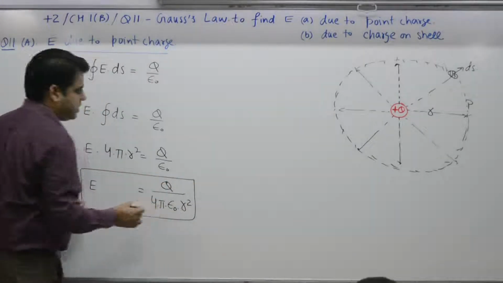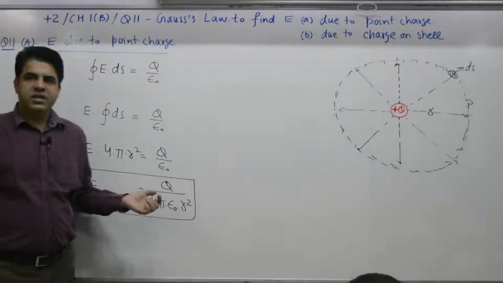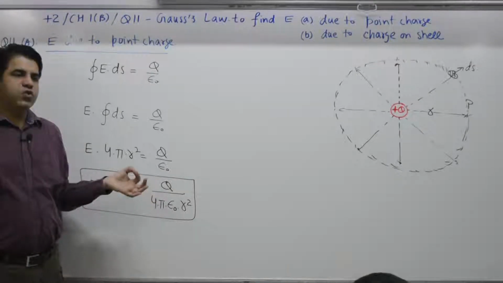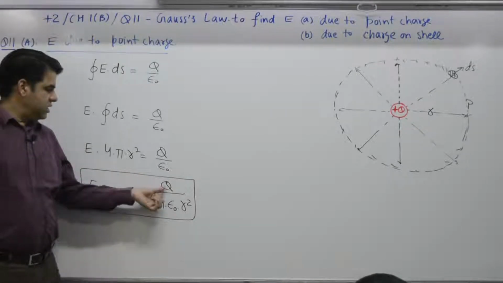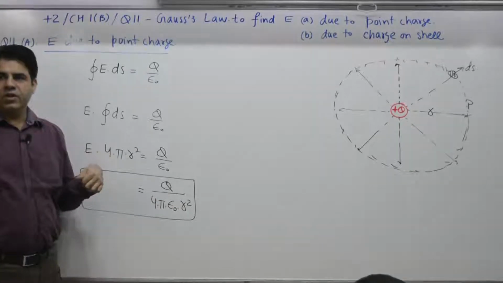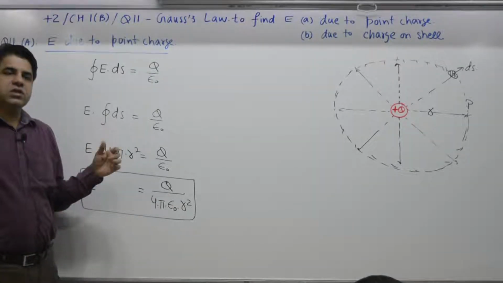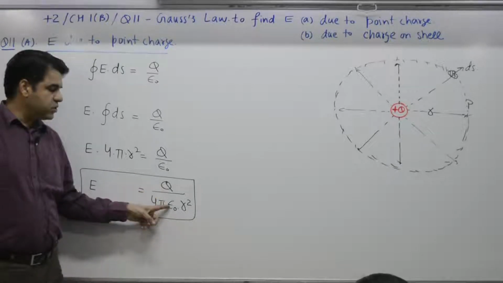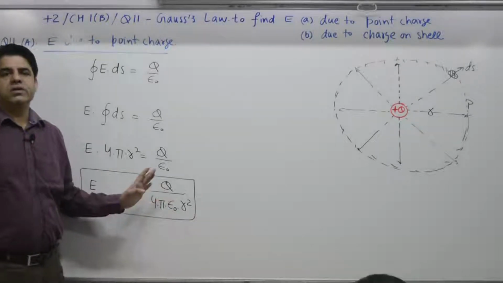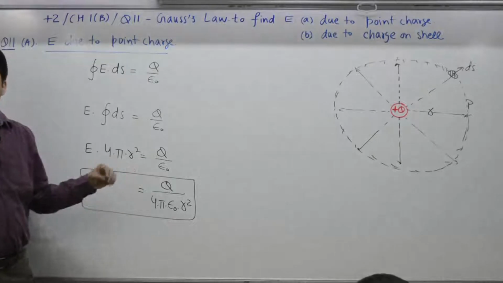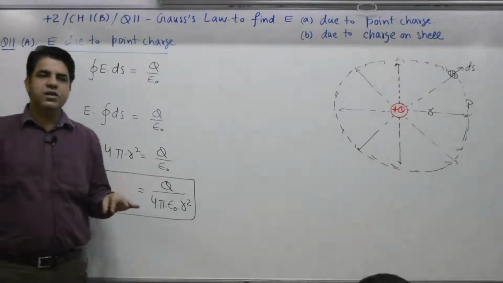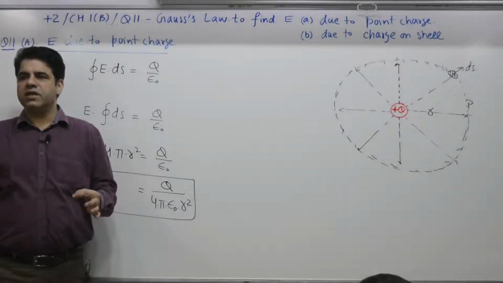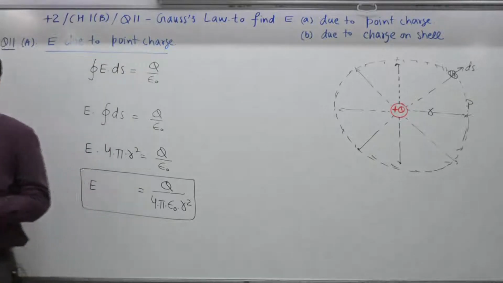What was the result in question number 7? Electric field, force per unit charge. It was Q by 4 pi epsilon r square. What was the result in question probably 9? Field, number of lines Q by epsilon divided by area 4 pi r square. Same result you are proving again and again. Electric field due to a point charge at a distance r is Q by 4 pi epsilon r square.